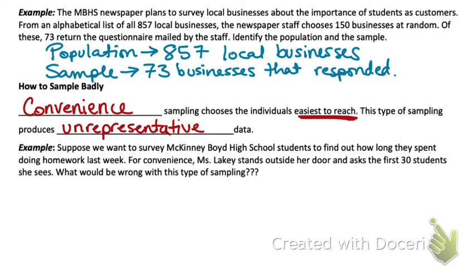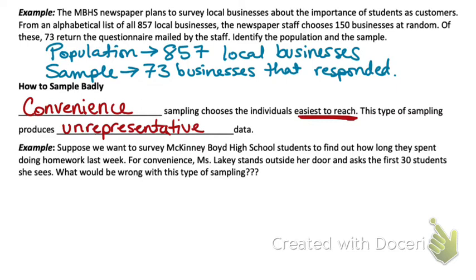Why is this a problem? I'm in a math hallway. What about students who don't take a math class this year because they already got all their credits and they're down in fine arts or some other fun class that doesn't have homework? So probably not a good representation. What else might be a problem?